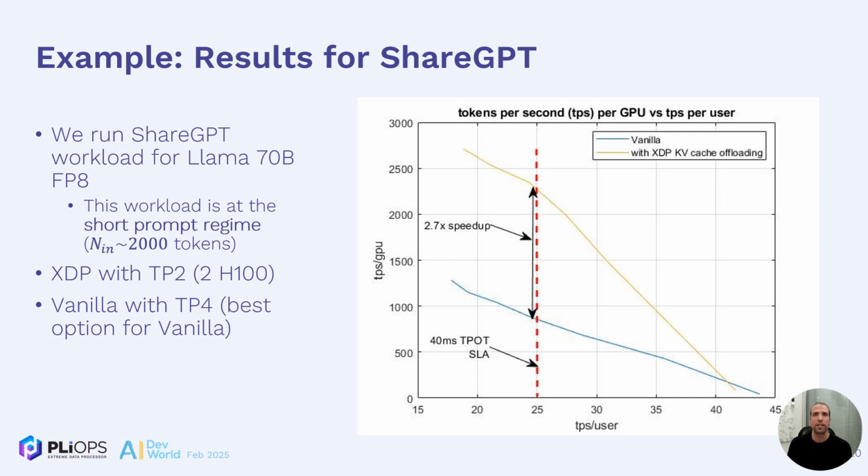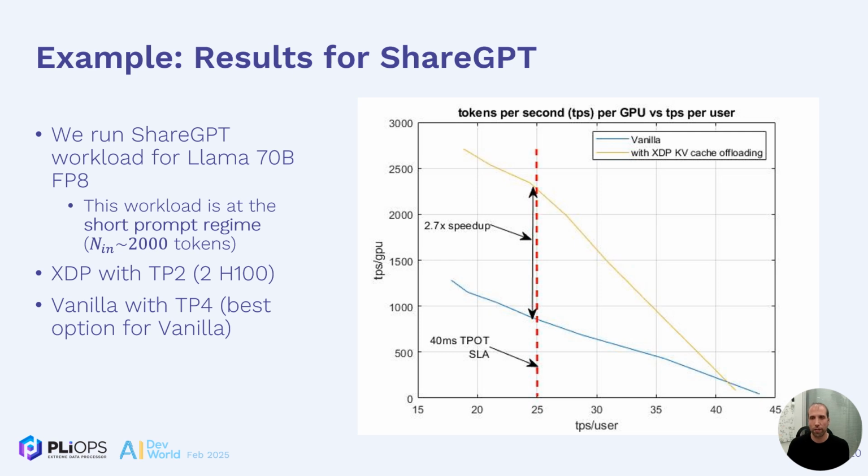So to wrap up this section, let's look at real-world results from running a shared GPT workload on the Llama 3 70B model, floating point 8, which, if you look at the details here, falls into the short prompt regime with an average input length of about 2,000 tokens. We compare a vanilla setup using Tensor Parallelism 4, which is the best option for vanilla execution, with Pliops setups using TP2 with KV cache offloading. All the tests were done on H100 GPUs.